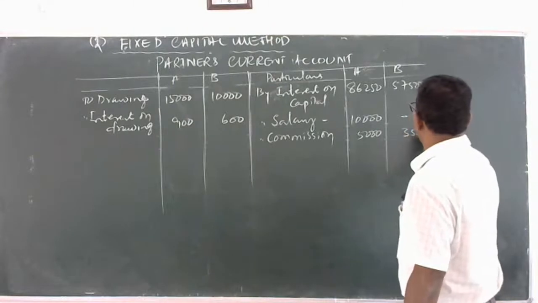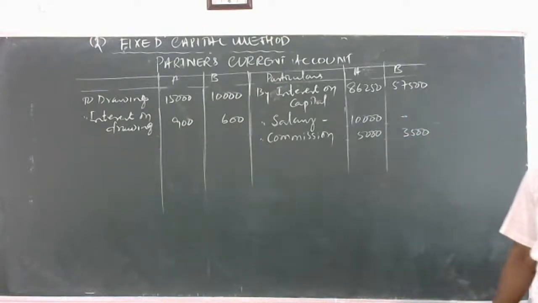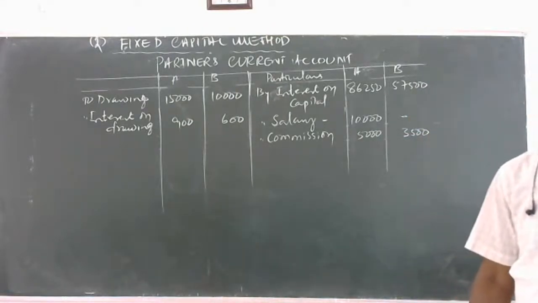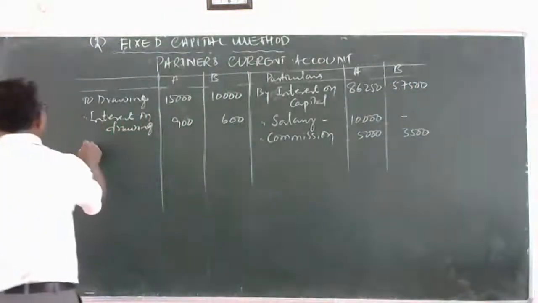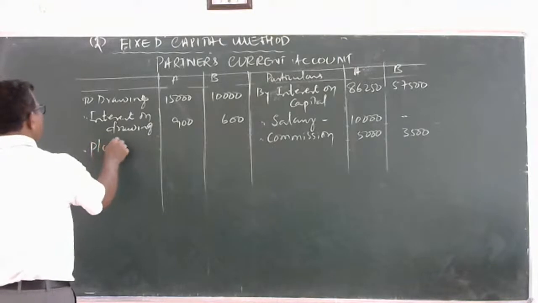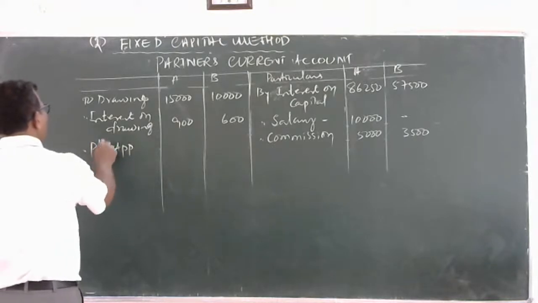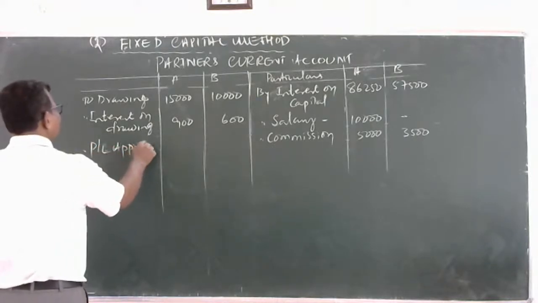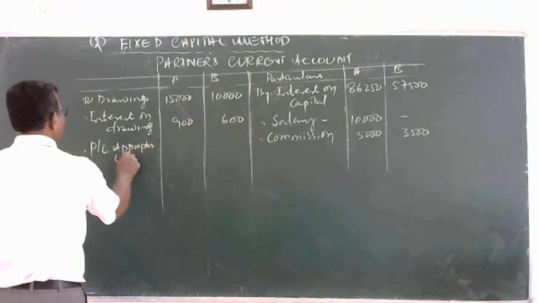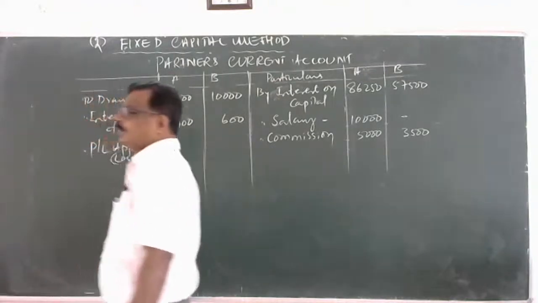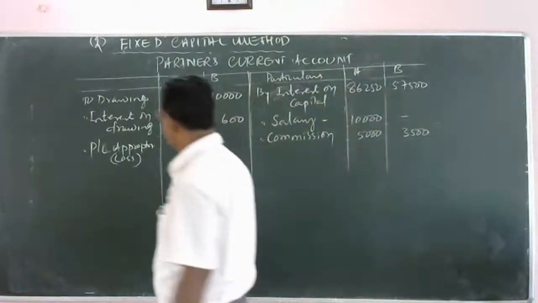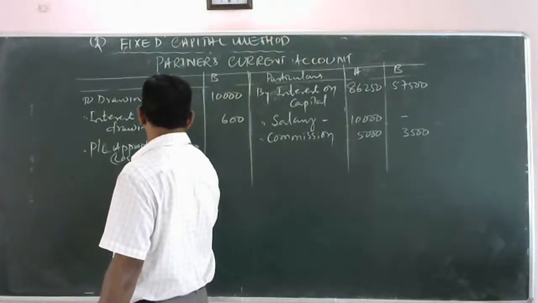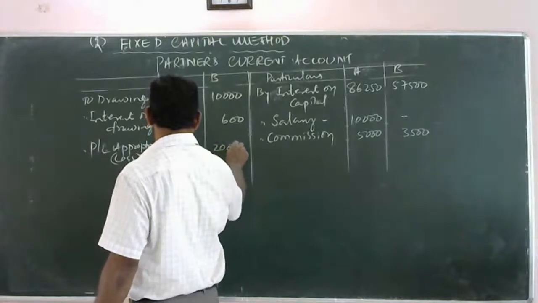And there is a loss during the year. Loss is debited; profit, if there is any, is credited. Profit and loss appropriation account: loss in the current year is shared between A 30,000 and B 20,000.